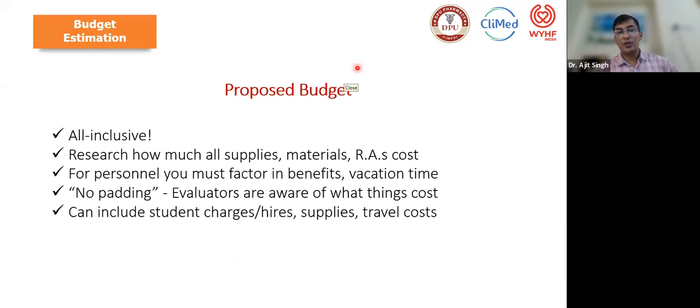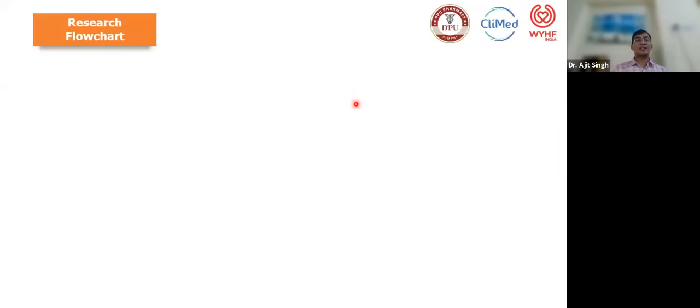So the budget section is important. I'll show you the budget document here. Don't worry. So after this, the research flowchart is my last slide for today. And then we'll go to the ICMR documents. I'll show you the budget chart also.